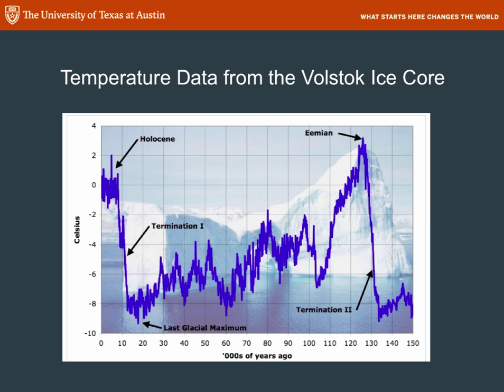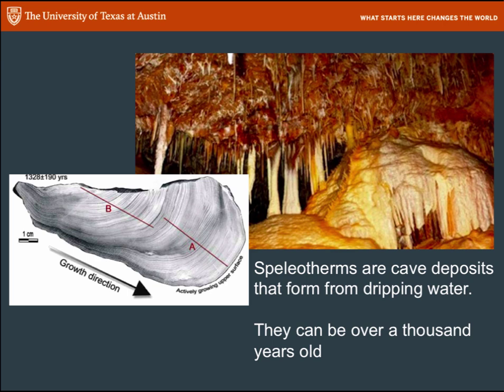Here are some temperature data from the Vostok ice core, and these are measured oxygen isotopes that are calculated then as temperatures. And you can see in this case time is moving from right to left, so 150,000 years ago up until today. On the left, the lower numbers, minus 8 degrees Celsius, those are temperature variations from today. So the deeper down, the stronger the ice age, and the higher points on this graph are interglacial periods or warm periods.